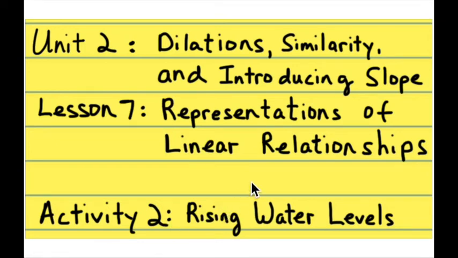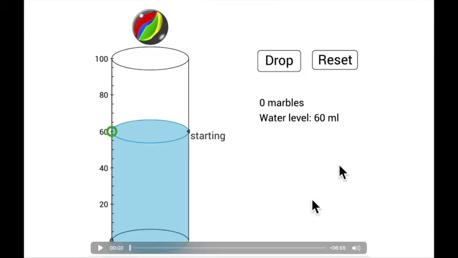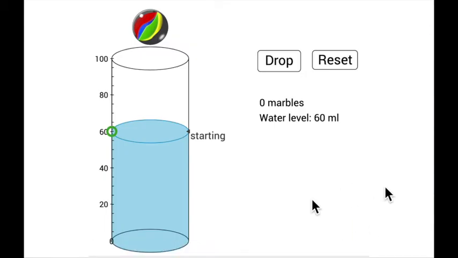Okay, this is activity 2, rising water levels from lesson 7, representations of linear relationships. There's roughly 7 minutes of video I'm going to show you in the beginning. This is from using an online app that the authors provide. I'll provide the link to that app in the discussion below. So let's watch the video first, and then we'll come back and discuss what's going on in that video.